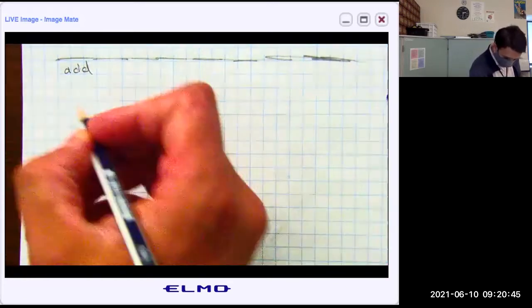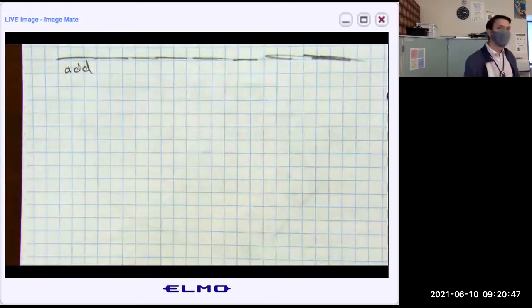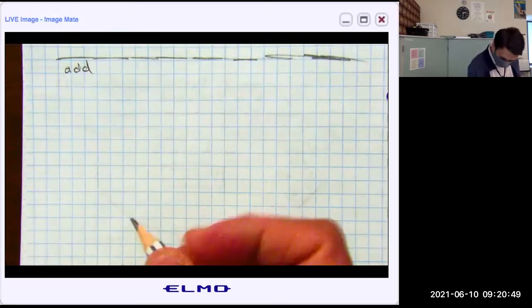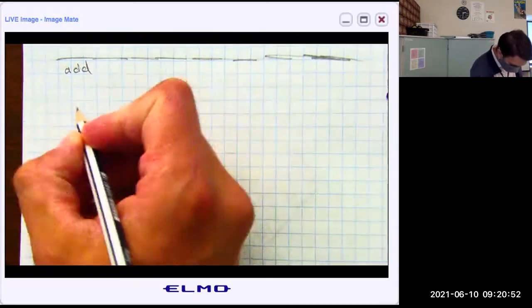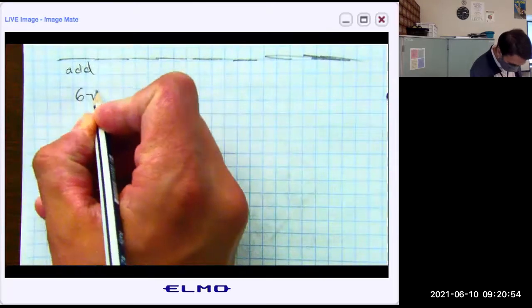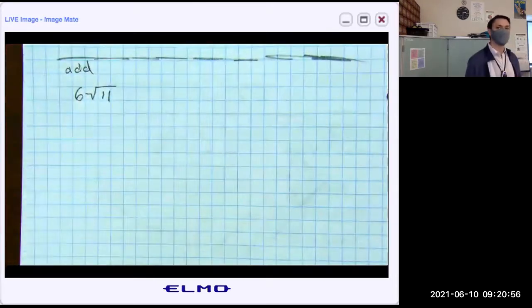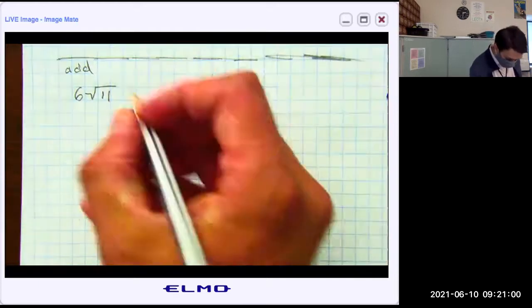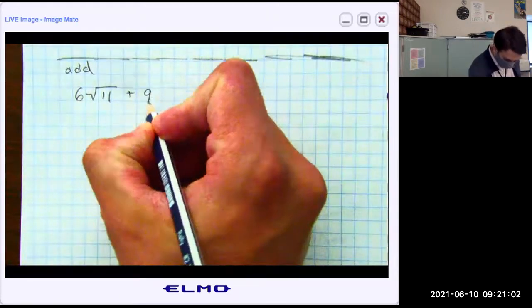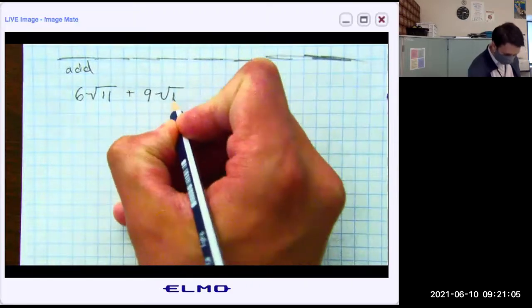Let's say we did this simplifying, okay? And we ended up with an answer that looked like this: 6 times the square root of 11. That's nice, it's already been simplified for us. But then let's say we had to add it to 9 square root of 11.